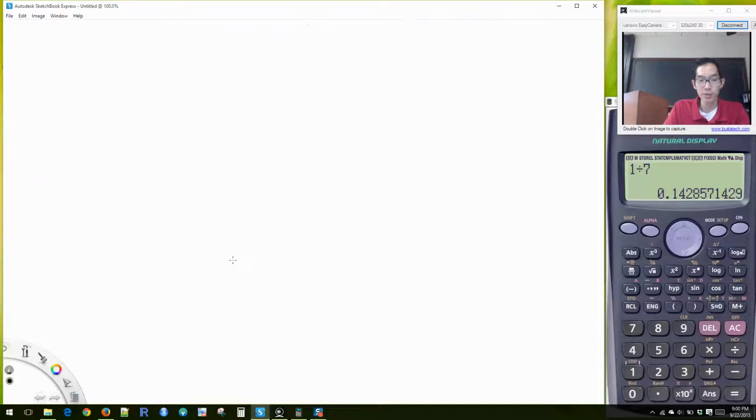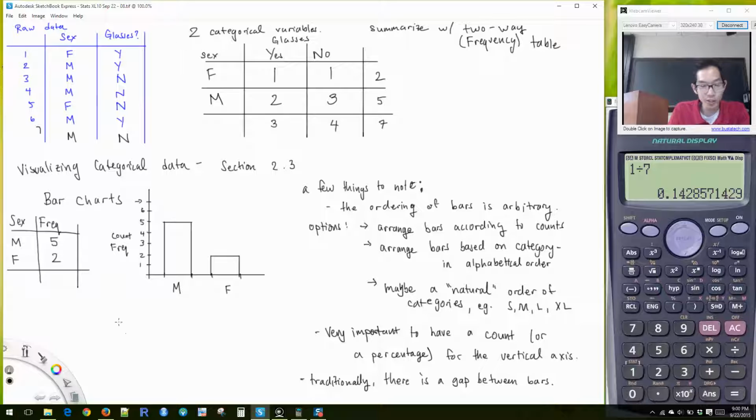You can also make pie charts, but I don't really like pie charts, so I'm just going to make one and say I don't like them. With pie charts, I have to do something like 5 divided by 7 is 0.714, and multiply it by 360 to get 257 degrees. So it's something like this. I have no idea. And I would write male, and female, or something like that.